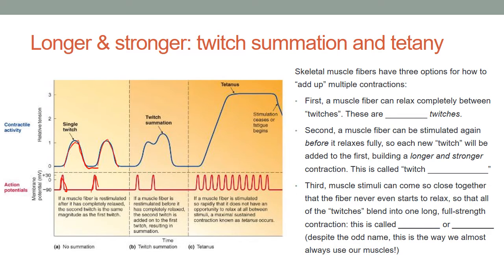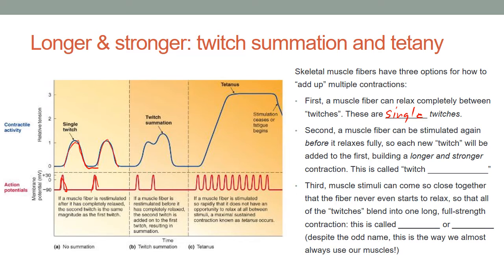A good example of that is if your muscle is shivering. It's producing tiny little twitch-like contractions that aren't strong enough to make any movement happen. These are what we call single twitches. So this is a single twitch contraction. Each twitch is completely separate from the next twitch because we let it relax completely before we re-stimulate.